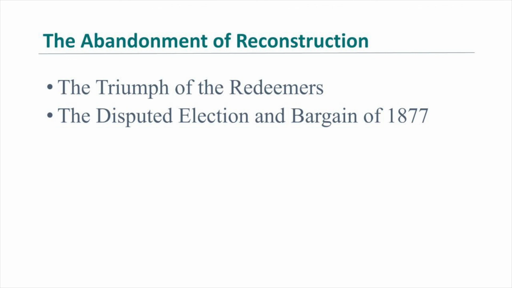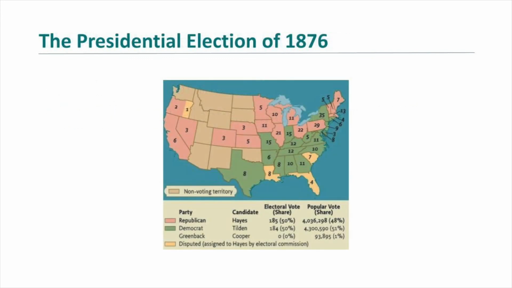Hayes quickly ordered federal troops to stand down, which allowed Democrats in Louisiana and South Carolina to occupy state governments. Significantly, the triumphant Southern Democrats failed to live up to their pledge to recognize blacks as equal citizens.